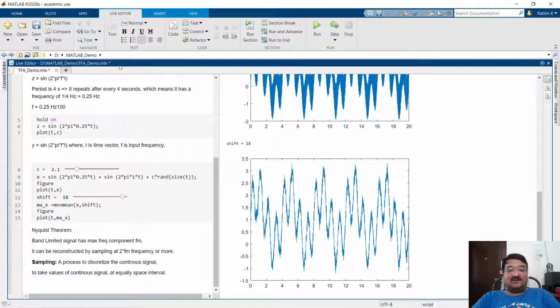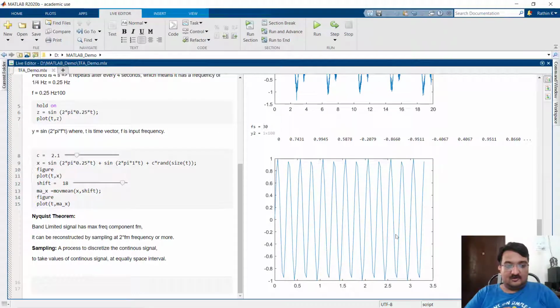And why it is important and how it is related to your biomedical system: whenever you are taking any kind of biomedical signal, it has its own frequency. Physiological signals, whether you are recording your EEG, your ECG, or any other signal, have their own frequency. So generally, the sampling frequency is at least 10 times more than your maximum occurring frequency.